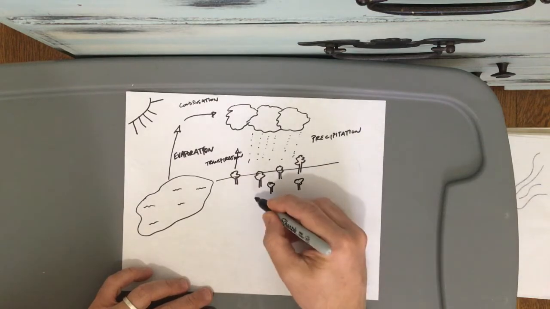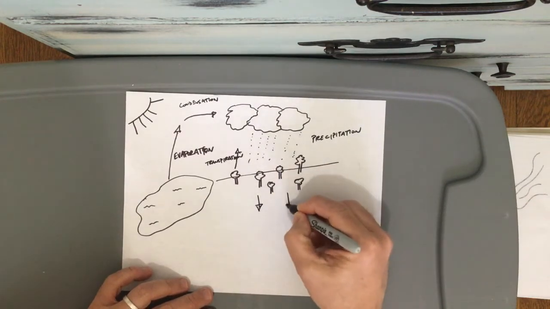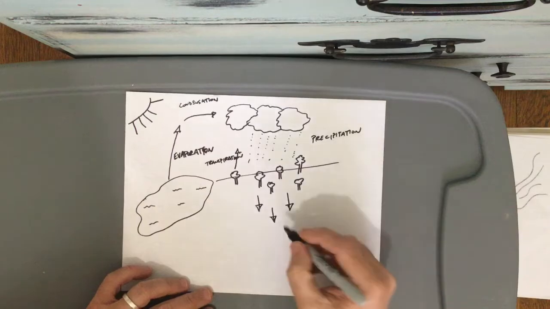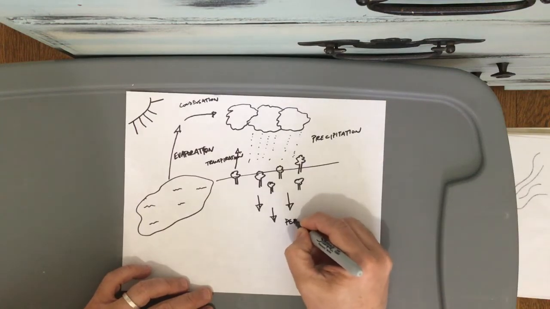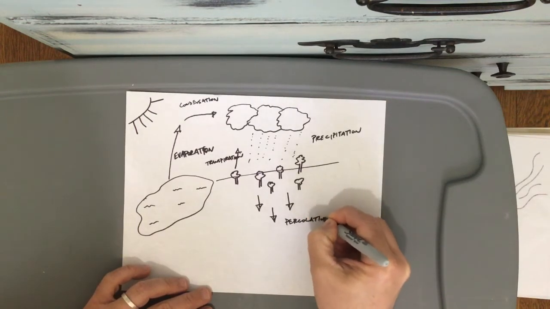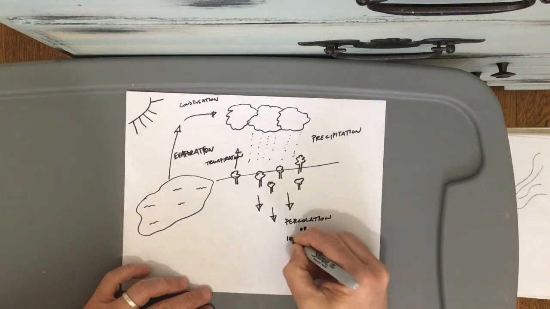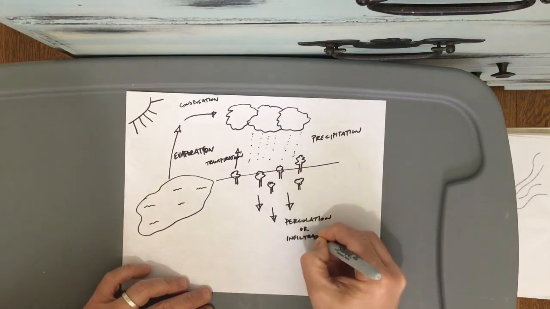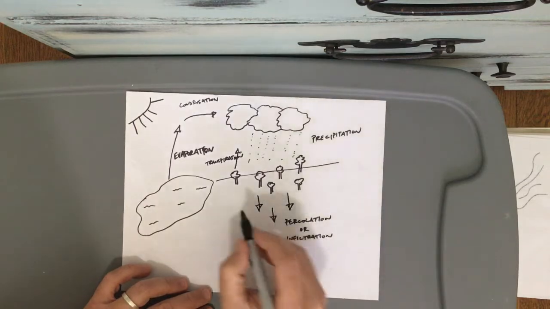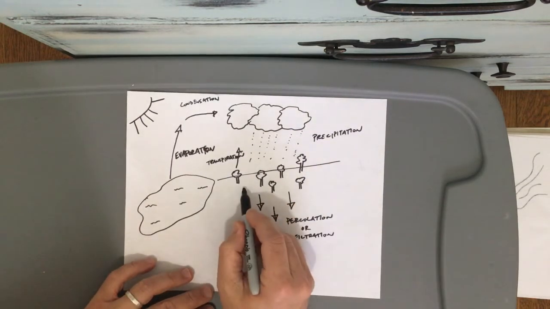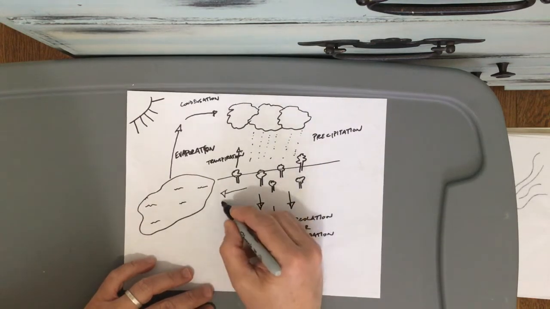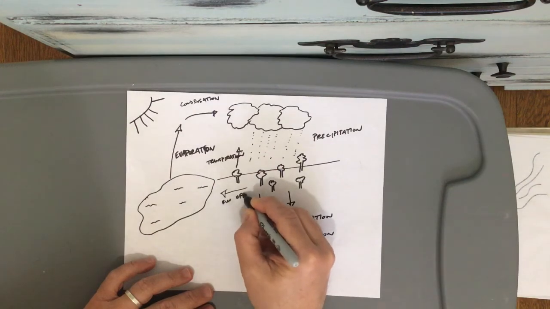Some of the water will hit the ground and then sink down underground, and that's called percolation, or sometimes it's called infiltration. The water that hits an impermeable surface might run off.